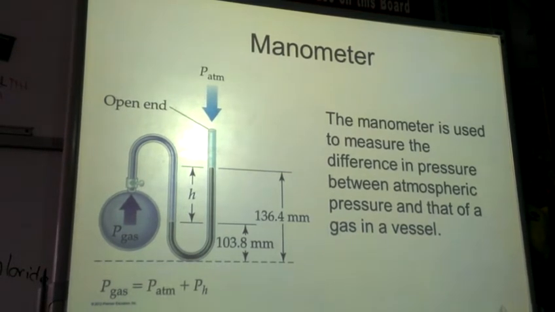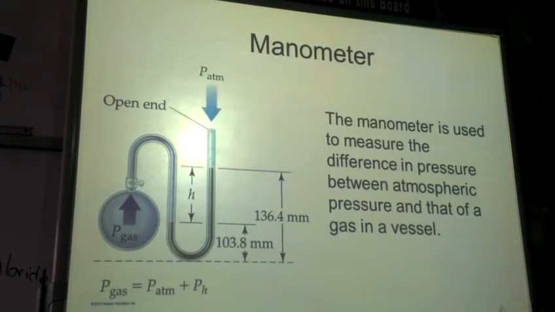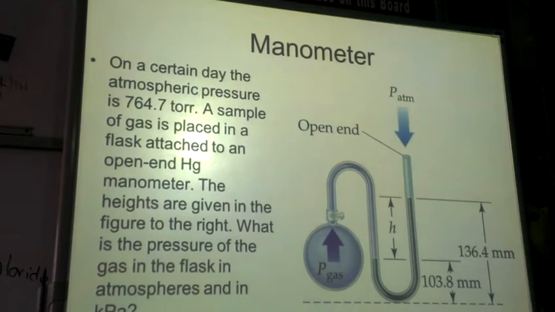And I usually know the sample of the gas, so just knowing atmospheric pressure, which I can look online at any like WeatherBug, anything like that. So it's something that's always known. And then I can measure this, so I can always find the pressure of the gas that way. So let's see what an example of that would look like.